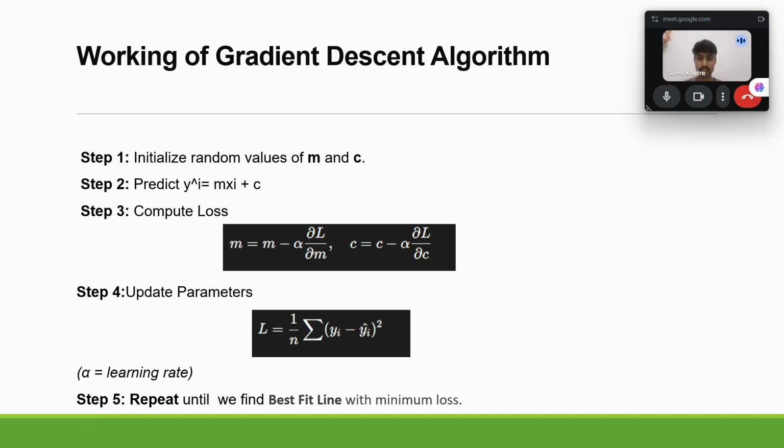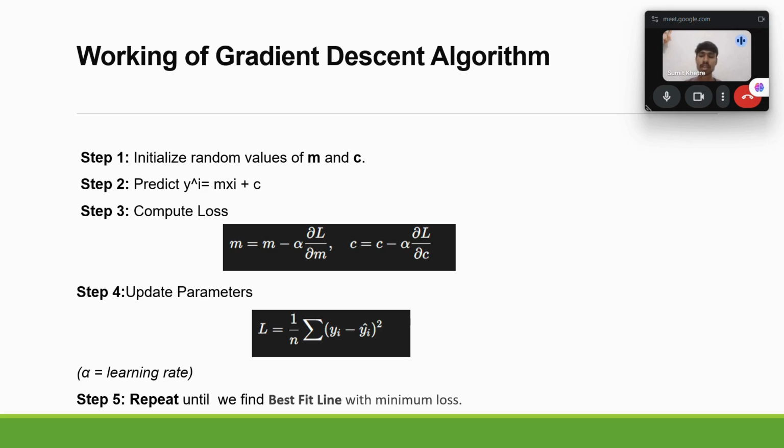Step one in the gradient descent algorithm is that we have to initialize random values of m, that is slope, and c, that is intercept. We have to take random values. Step two is to predict using the linear equation y = mx + c. We have to predict the value from that equation. Then the third step is that we have to compute the loss.